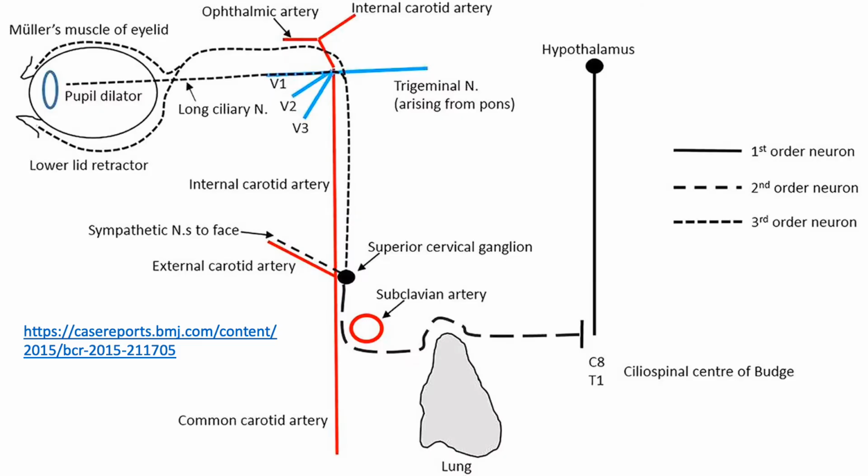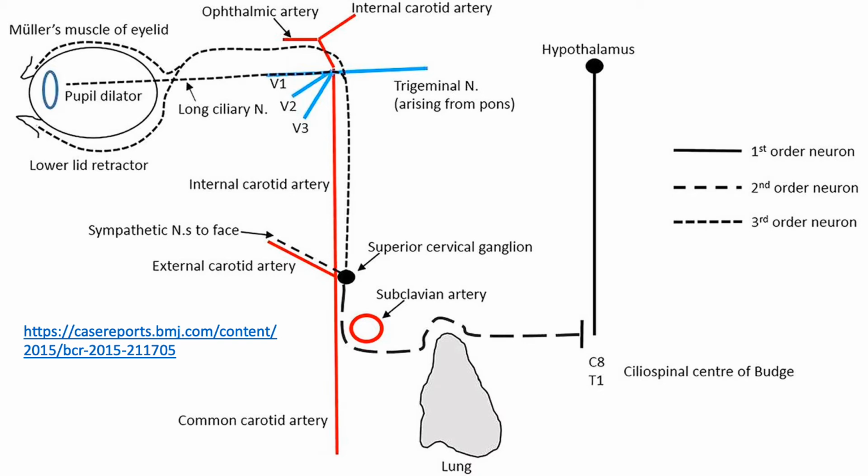So here's a diagram that is much better than mine, but you can use this as an abbreviated pathway of the oculosympathetic system. So the first order neuron descends caudally from the hypothalamus to the first synapse in the cervical spinal cord, C8 to T2, also called the ciliospinal center of Budge. The descending sympathetic tract is also in close proximity to other tracts and nuclei in the brainstem.